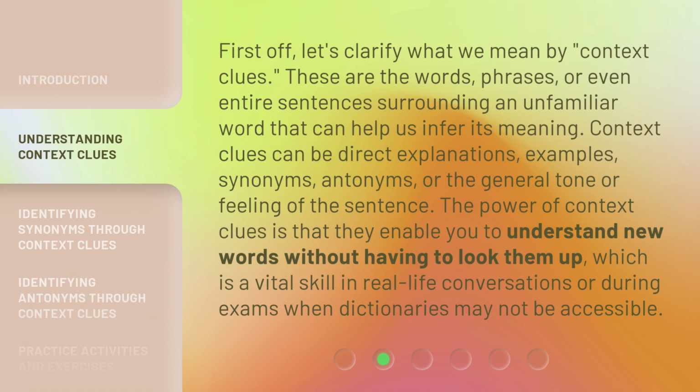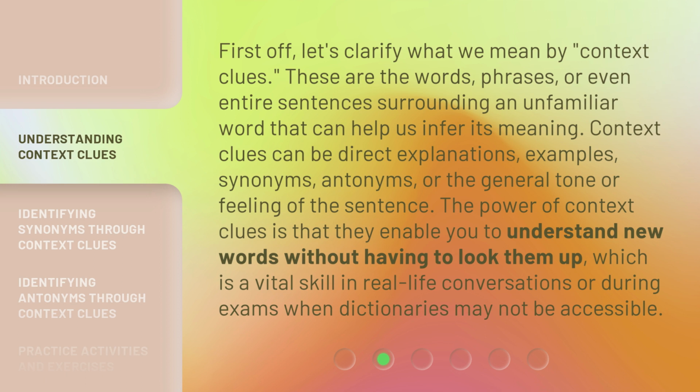First off, let's clarify what we mean by context clues. These are the words, phrases, or even entire sentences surrounding an unfamiliar word that can help us infer its meaning. Context clues can be direct explanations, examples, synonyms, antonyms, or the general tone or feeling of the sentence.